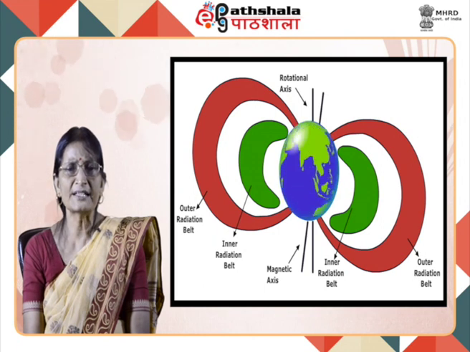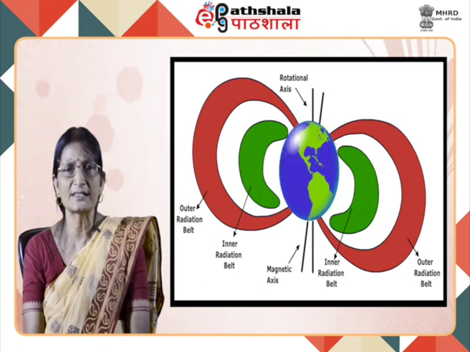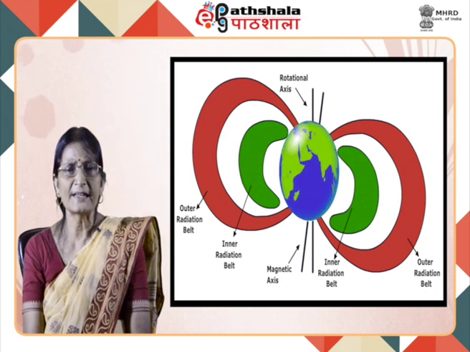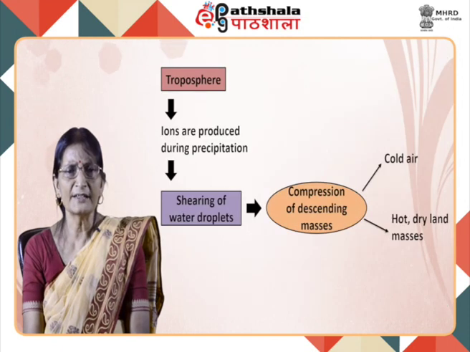The Van Allen belts were discovered in 1958, and they exist as two concentric belts forming a donut kind of shape around the Earth, with the Earth's magnetic axis projecting through the center hole of the donut. In the troposphere, ions are also produced during precipitation by the shearing of water droplets. While the rainwater comes down, this shearing may be caused by the compression of descending masses of cold air or by strong winds over hot, dry land masses.